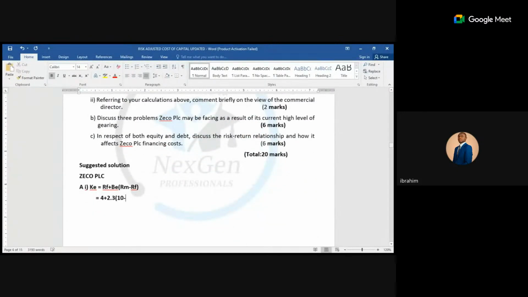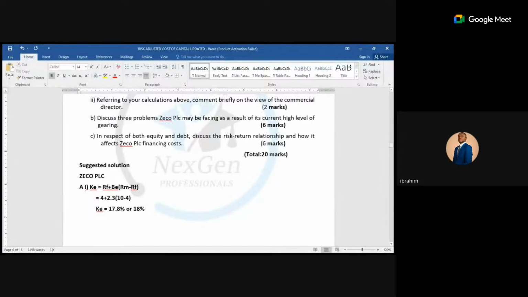minus risk-free. So what is the cost of equity of Zeco? 17.8%, or 18%.